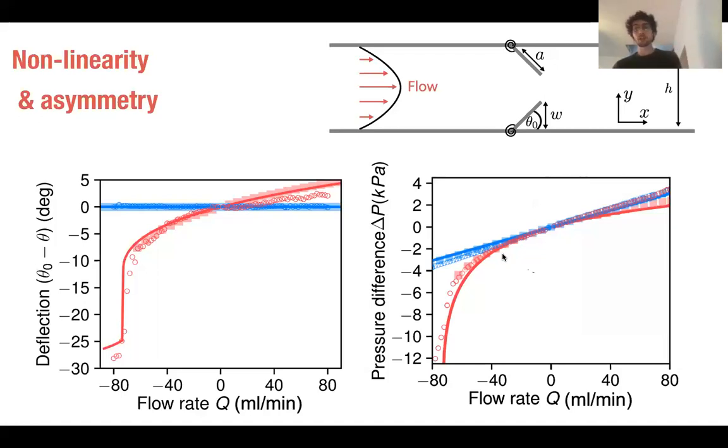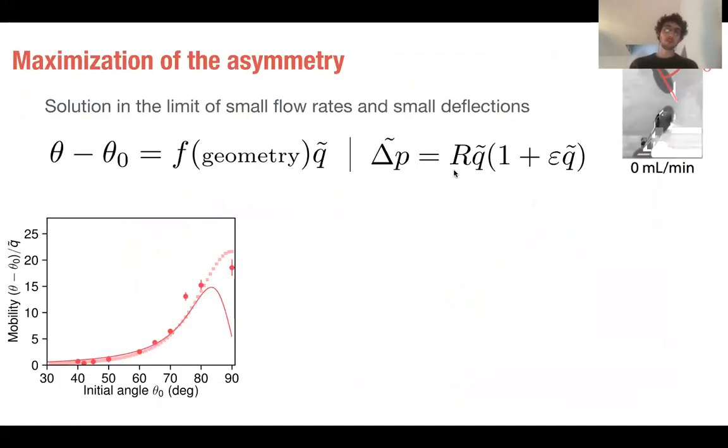So one way that you can go is to develop your model around small flow rates and small deflections to have something purely analytical. And then what you obtain is that the deflection here is going to vary linearly with the flow rate, and the pressure difference can be expressed as going quadratically with the flow rate. And now we have parameters that are going to depend basically on the geometry of your system. Typically, this initial angle θ0, for example.